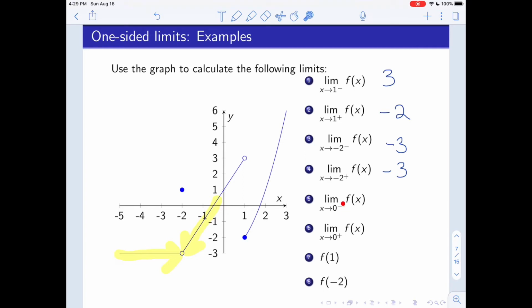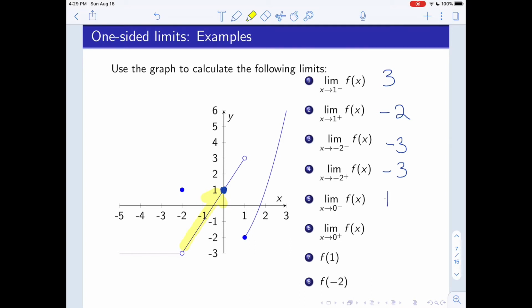All right, now we're going to do 0 from the left and from the right. Now, I didn't put a specific point on the graph at 0, but if you find it helpful, you're welcome to add yourself a point here at 0 so that we can see what's going on. So if I approach 0 from the left, I'm going towards 0 from the left, and it looks like my y values are headed towards 1.